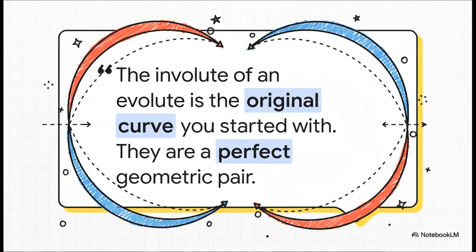And here it is. This is the big punchline. The most crucial part is that they are perfect partners. If you take a curve and find its evolute, and then you treat that evolute as your new starting curve and find its involute, you get the exact same curve you started with in the first place. It's this beautiful, perfect, symmetrical relationship.